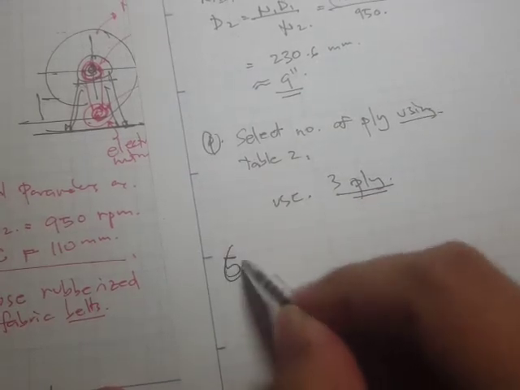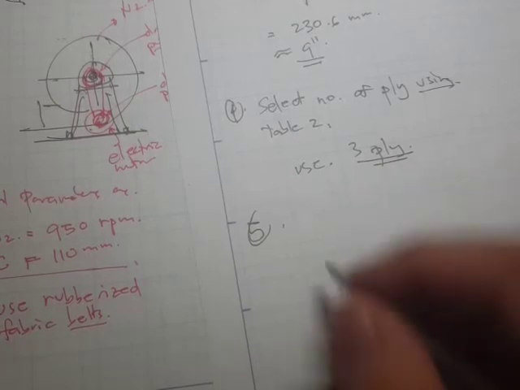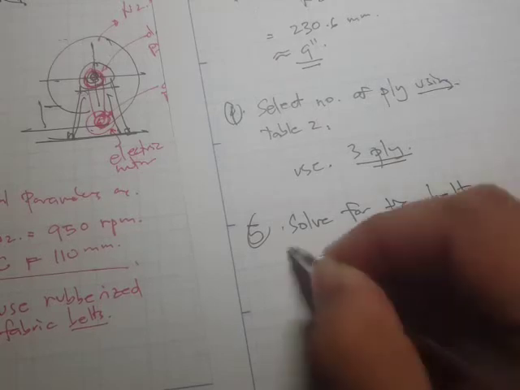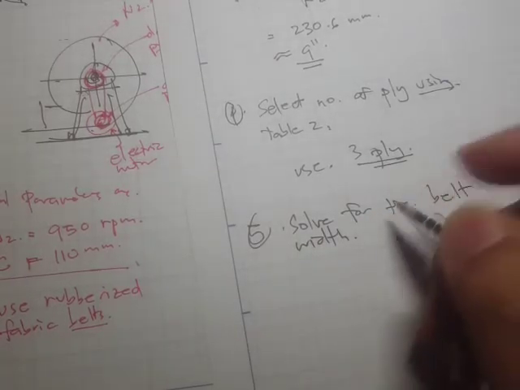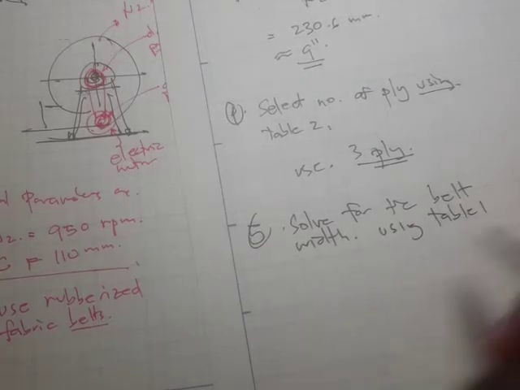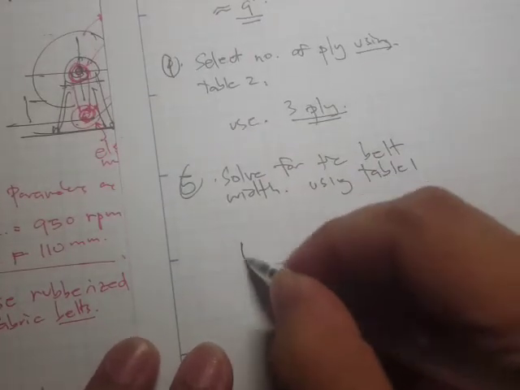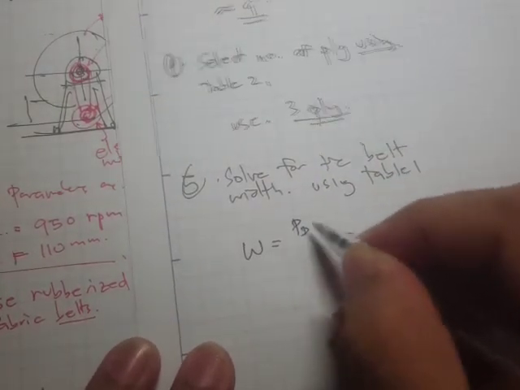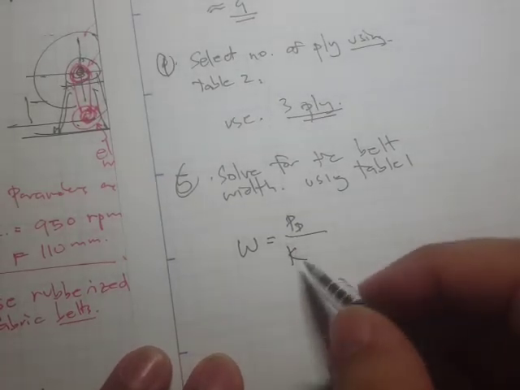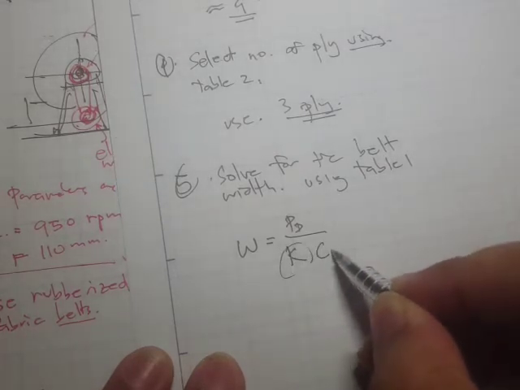Okay, so the next step, if we have the ply or the thickness, then we can solve for the belt width. So how do we do that? Using table 1, and recall that the equation is W is equal to the design power divided by this K, that's the specific power capacity of the belt, and times this correction factor.